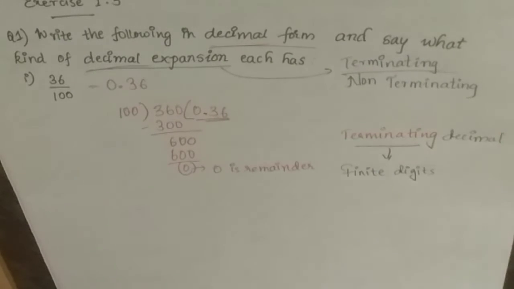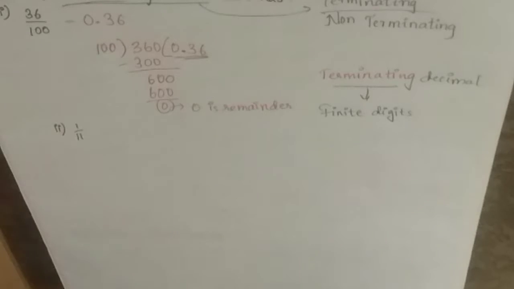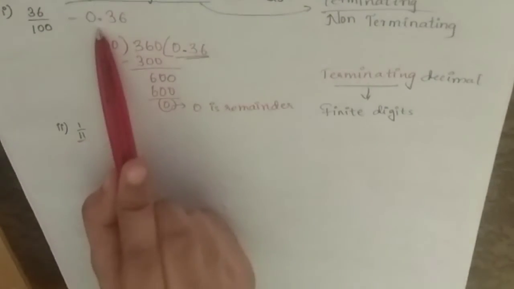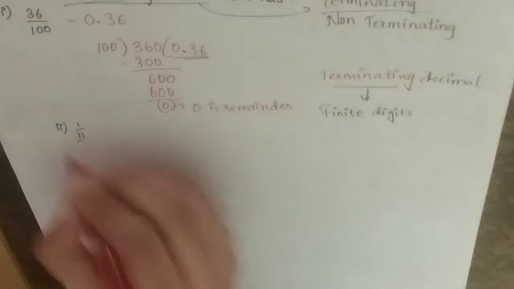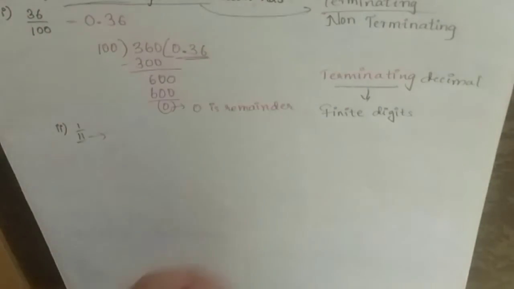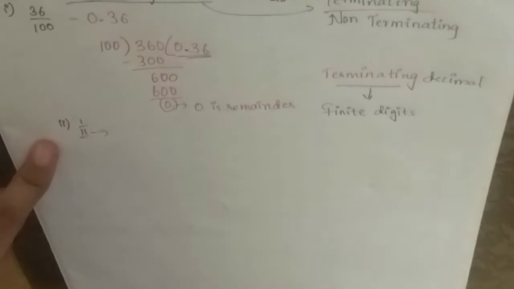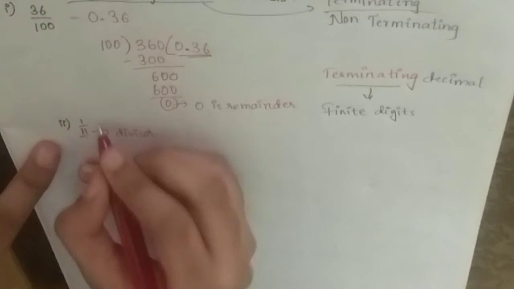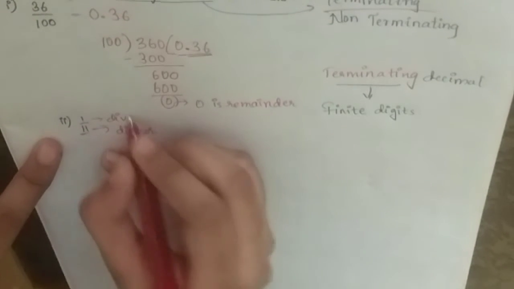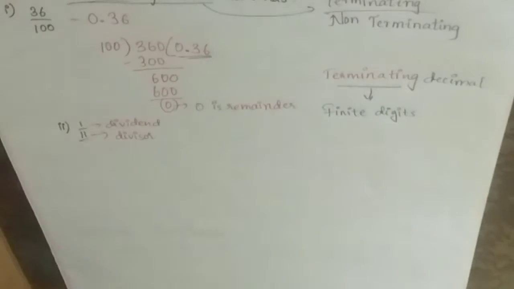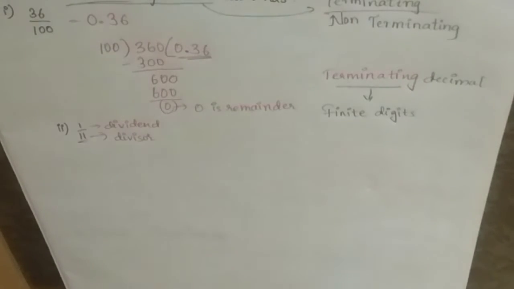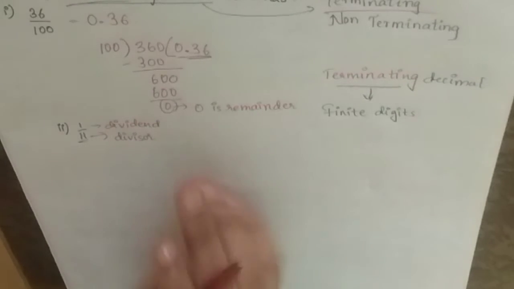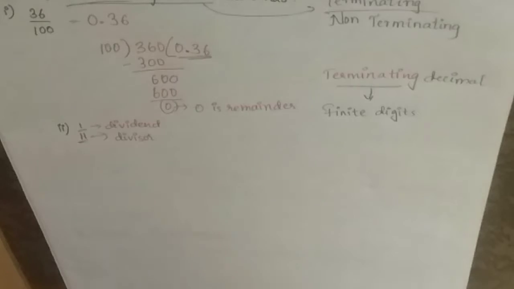Now let's look at the second question. The second part is 1 by 11. This one we can't directly say as the first one. So whatever is the denominator will be the divisor, and the numerator will be the dividend. These are the points I wanted to tell you because some of you make mistakes in that. So denominator means divisor, numerator means dividend.